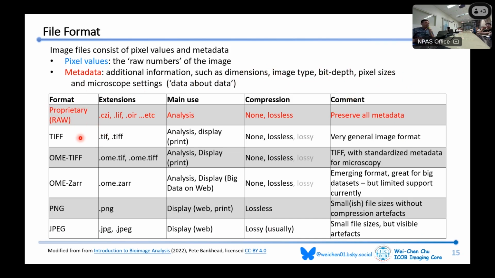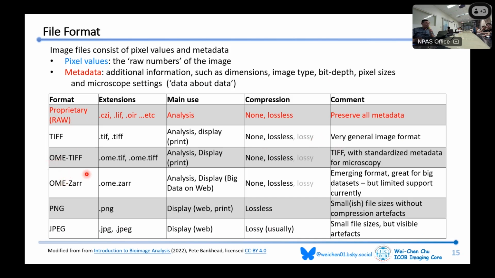And there are also other image files. For example, TIFF files are usually used for publication, but sometimes we can use them for image analysis. But be careful, depending on the setting, a TIFF file can be non-compressed or lossless compressed. This is fine. But in some special cases, a TIFF file can be lossy. For example, if you select JPEG compression in a TIFF file, that may cause some data loss.